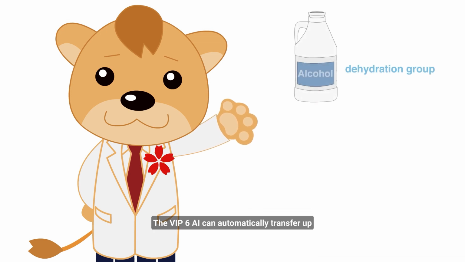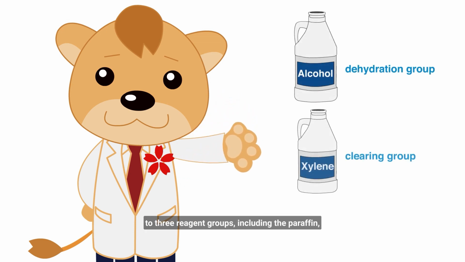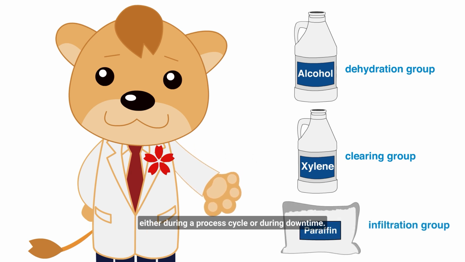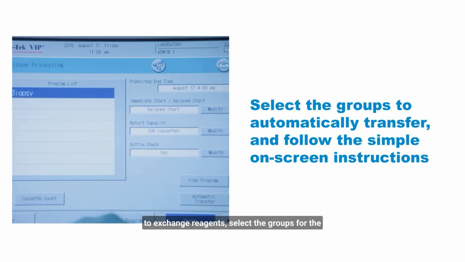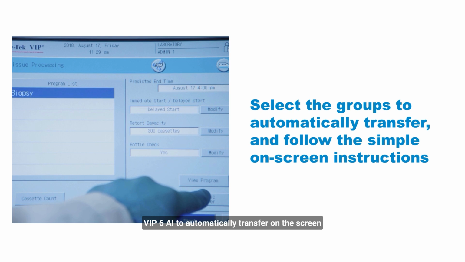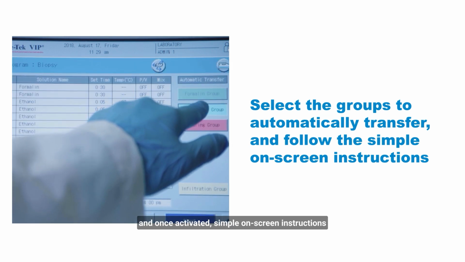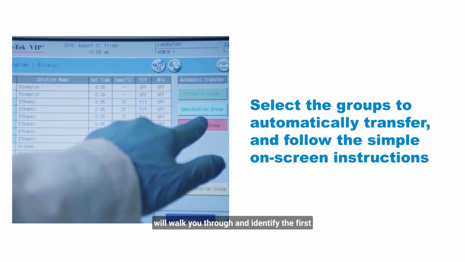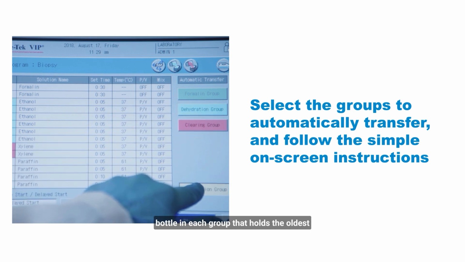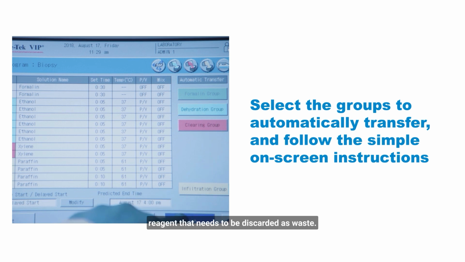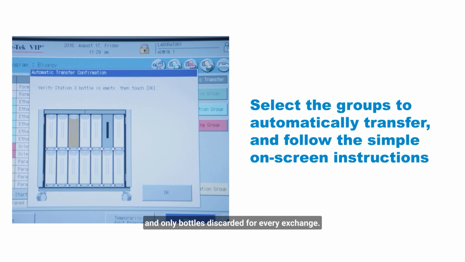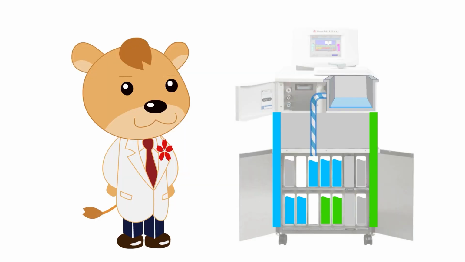The VIP 6 AI can automatically transfer up to 3 reagent groups, including the paraffin, either during a process cycle or during downtime. To start the automatic solution transfer to exchange reagents, select the groups for the VIP 6 AI to automatically transfer on the screen. And once activated, simple on-screen instructions will walk you through and identify the first bottle in each group that holds the oldest reagent that needs to be discarded as waste. These first bottles will be the same and only bottles discarded for every exchange.